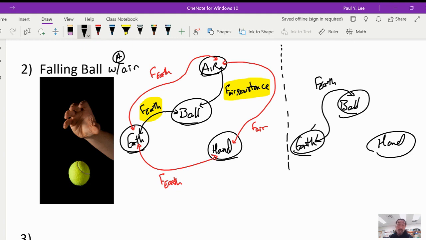And the hand, because it's not even touching the ball, it's very important: the hand and the ball are no longer interacting. So let's write that there, no air resistance. Because there's no air resistance, only one force is interacting with the ball, and that's the force of the Earth.